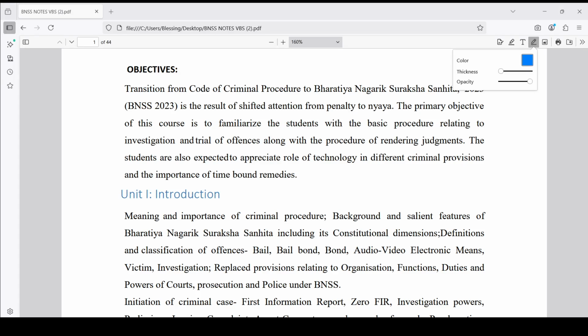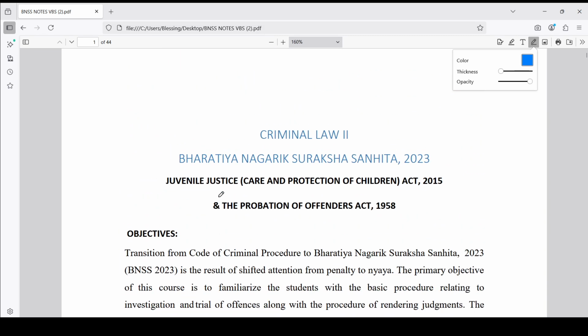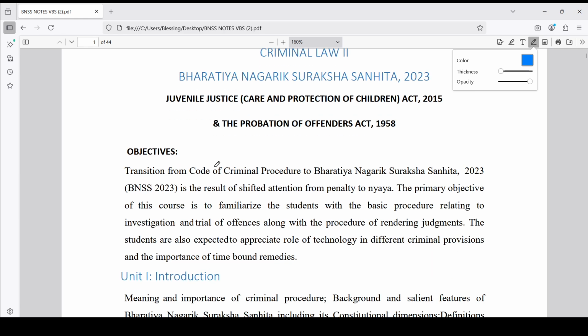Today we're going to discuss the BNSS syllabus. We are not discussing every topic in detail, but we'll get glimpses of all the syllabus and subtopics in the BNSS, that is Criminal Law 2: Bharatiya Nagarik Suraksha Sanhita 2023, Juvenile Justice (Care and Protection of Children) Act 2015, and the Probation of Offenders Act 1958.